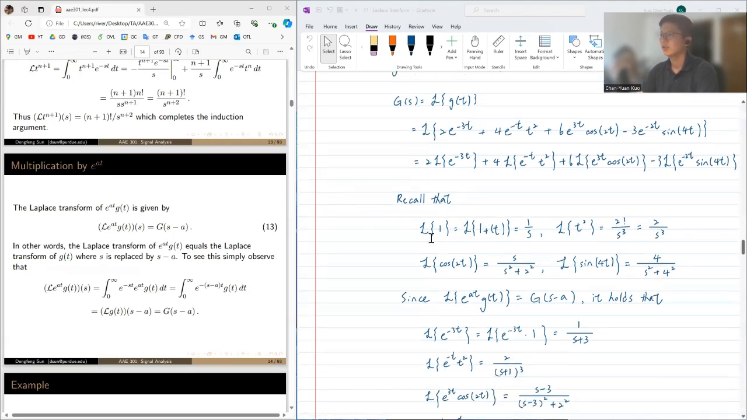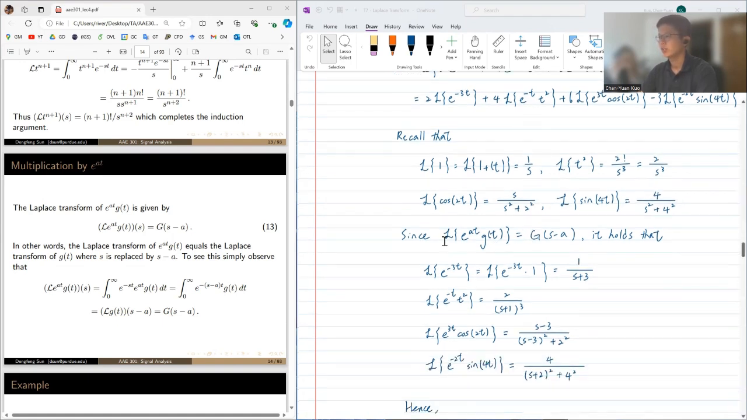And the next thing we do is let's recall that the Laplace transform of 1, which is the unit step function, is equal to 1 over s. And the Laplace transform of cosine of 2t will be s over s squared plus 2 squared. And the Laplace transform of t squared will be 2 factorial over s to the power of 3, and that's equal to 2 over s cubed. And the Laplace transform of sine of 4t will equal 4 over s squared plus 4 squared.